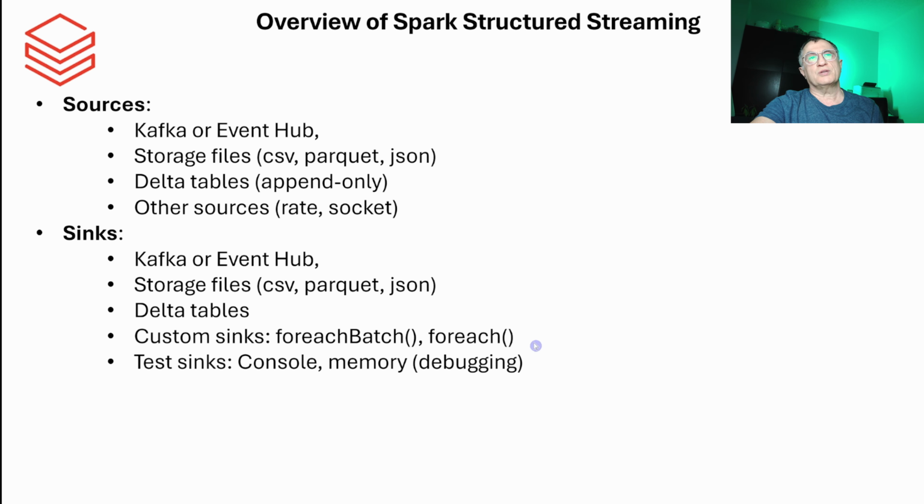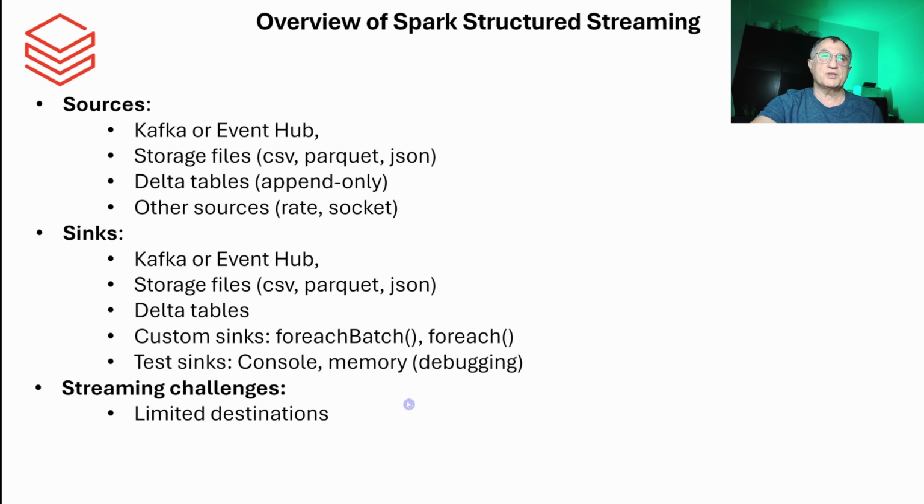However, these two methods allow you to overcome these challenges. And then you can also use some test things like console, memory to test some of the quick solutions in your development environment. Some of the streaming challenges, I already mentioned some of them. So many destinations that are available from batch data frame perspective are not available for streaming. You need to be aware of state management for large data sets and choose correct output modes because it can affect memory resources required for streaming processing.